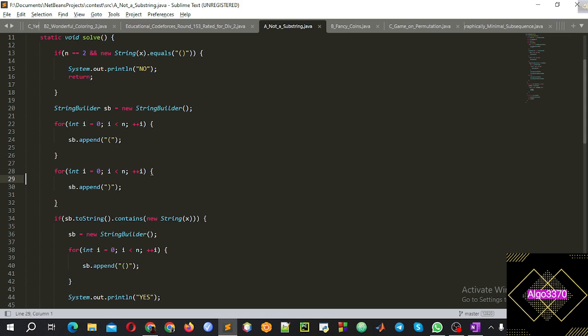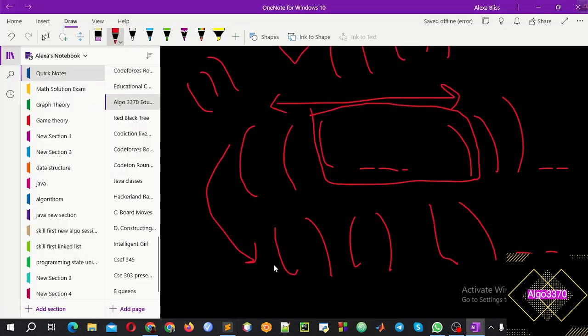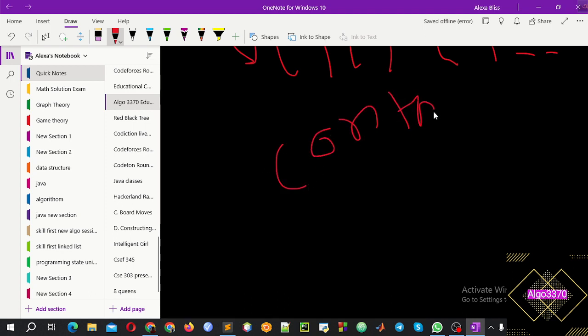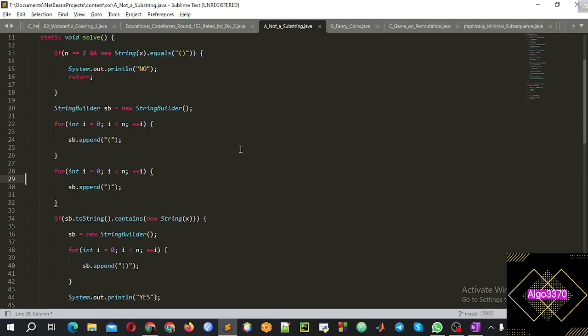So the first time we will create this pattern and check with the string method dot contains. This is a regular method. As I am a Java user, I use this contains method to check whether a substring or pattern x is situated in the string t or not. So first build this sequence and check whether pattern x, our main given string, is present in this built string or not.